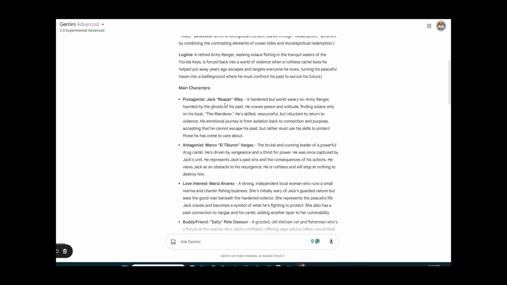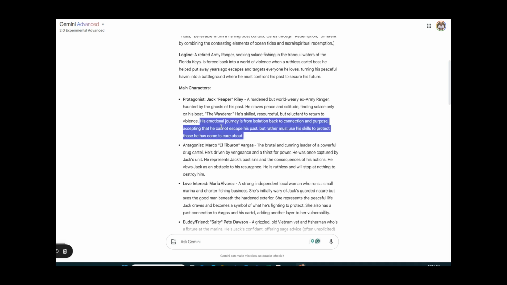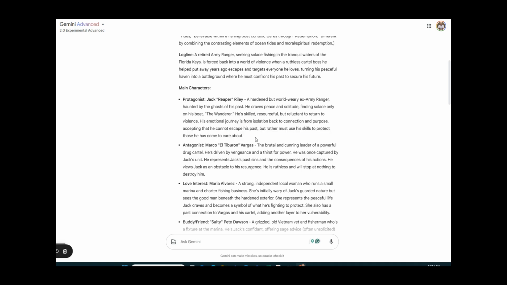Protagonist: Jack "Reaper" Riley. Jack is a very popular name for lots of popular characters throughout history. Jack "Reaper" Riley, a hardened but world-weary ex-Army Ranger, haunted by the ghosts of his past. He lives on his boat, the Wanderer. We have a name for the boat, I like it. He's resourceful, but reluctant to return to violence. His emotional journey is from isolation to connection and purpose. That could be in one novel. It could be over the entire series.